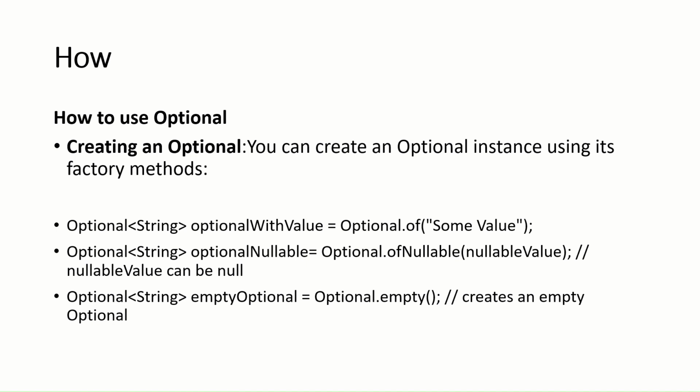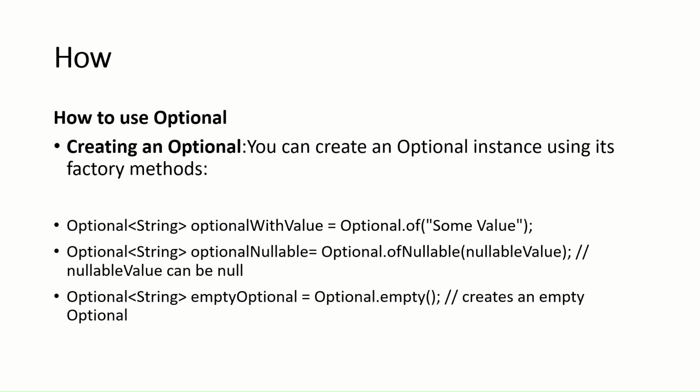So you can use this Optional.of method and provide some value that you want to store here. Okay. Now the second one is explaining how you can create an Optional with a null value, and the third one is explaining how you can create an Optional with the empty value. So this is how you can create the Optional.